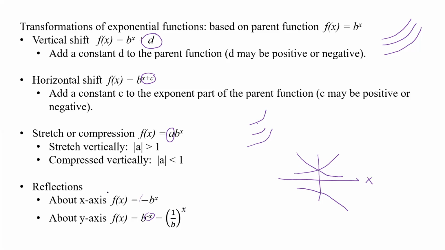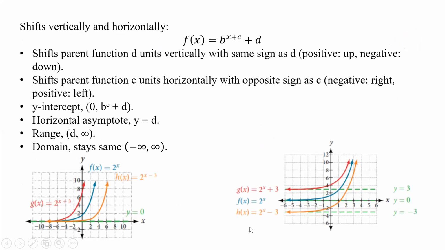So those are the things we'll see, kind of like we've seen before. We have the 4 different things before. And so what we're going to do now is work our way through those and see them in a little bit more detail. So let's start with shifts vertically and horizontally. That's going to be our plus c here and our plus d here.